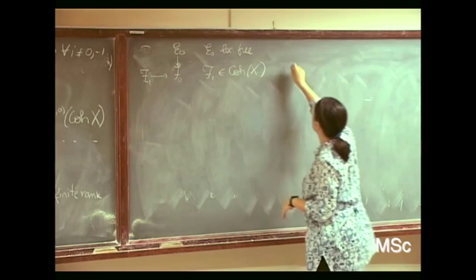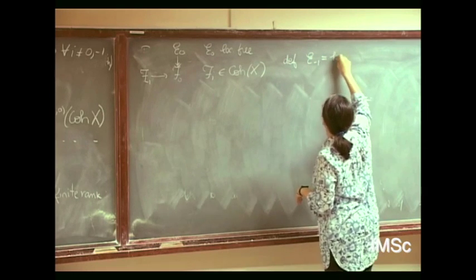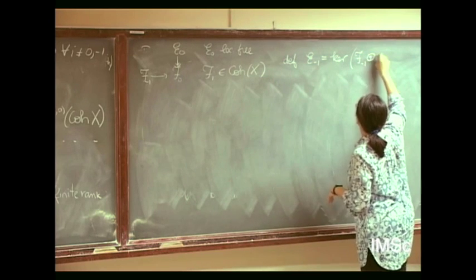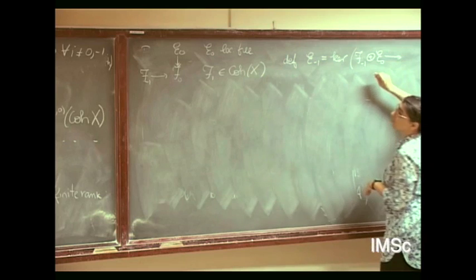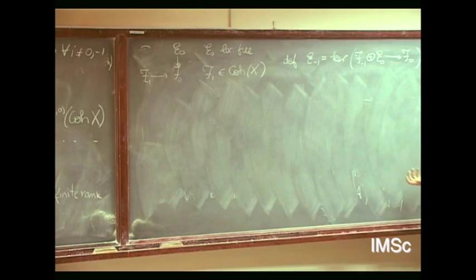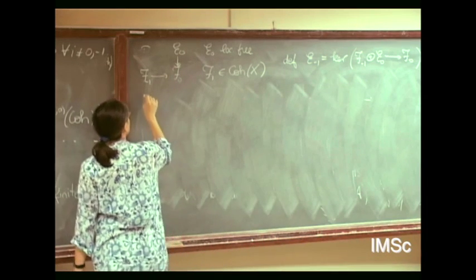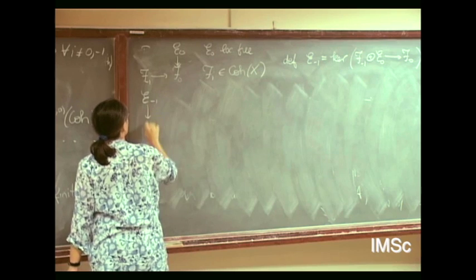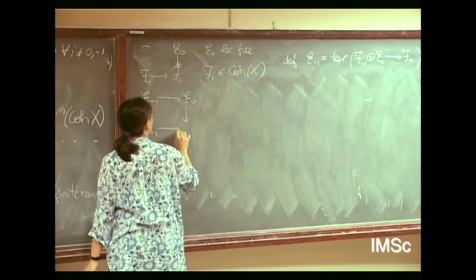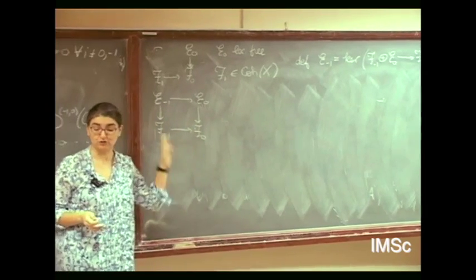And then what you do is you define E minus 1 to be the kernel of the natural map from F minus 1 direct sum E0 to F0. And what you show is, of course, you get a commutative diagram: E minus 1 to F minus 1, E0 to F0. And of course, to get this diagram, you have some choice of sign.